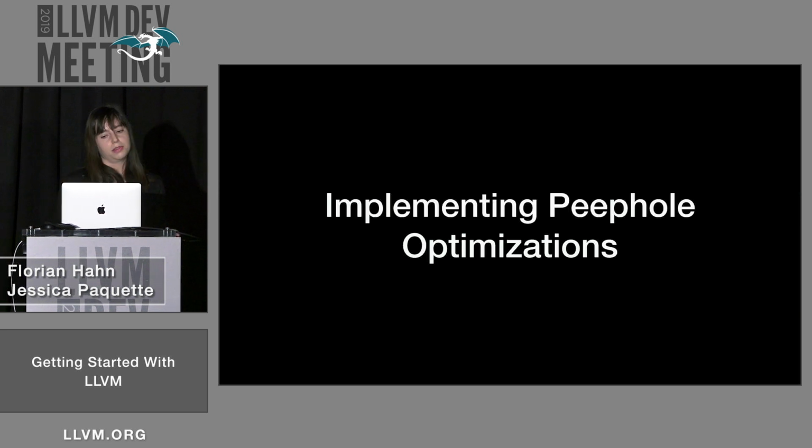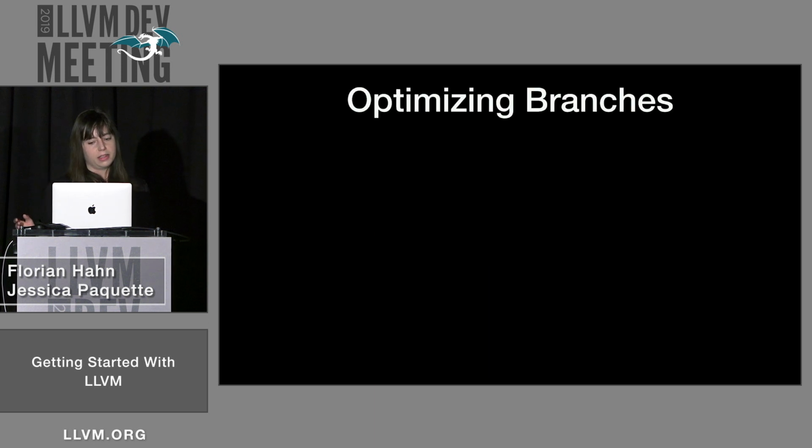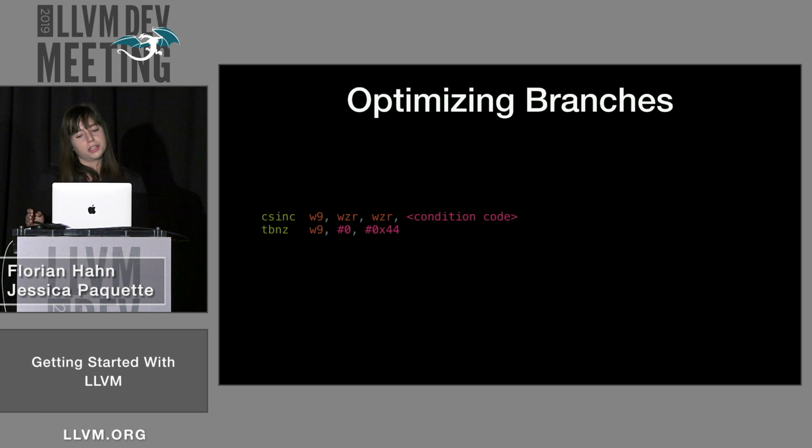Now I think we're ready to get into a simple example of how we work in CodeGen. What we're going to do is implement a very simple peephole optimization. The peephole I'd like to give an example of is some AArch64-specific branch optimization. And in AArch64, I'm going to make the claim that it is possible to fold these two instructions together. The first instruction is called a conditional select increment, or CSINC for short. The result of the CSINC is stored in its first input, and it has two source registers, in this case both WZR and a condition.